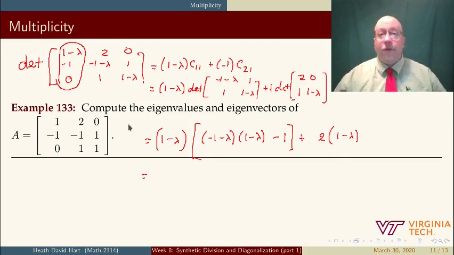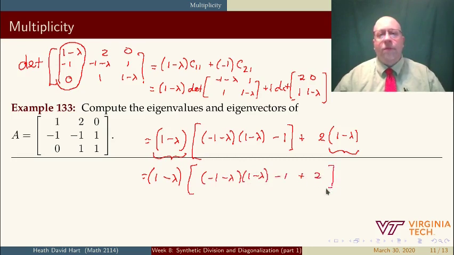I'm going to use a little trick here. I'm going to take this 1 minus lambda and this 1 minus lambda and bring it out to the front. And what I'm left with is -1 minus lambda times 1 minus lambda minus 1 plus 2.